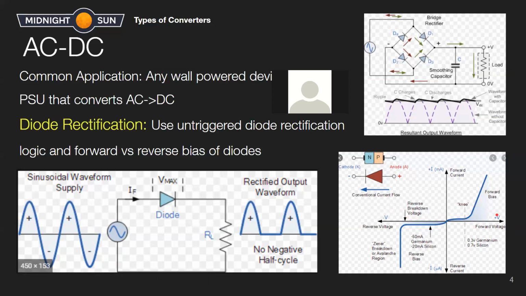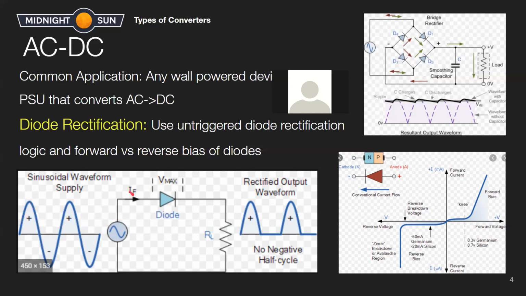So it kind of blocks out current that's going the wrong way. And with that property, we bring ourselves to diode rectification, which basically, if you look at this image on the left, we have the sine wave. So the supply is giving us a positive current.